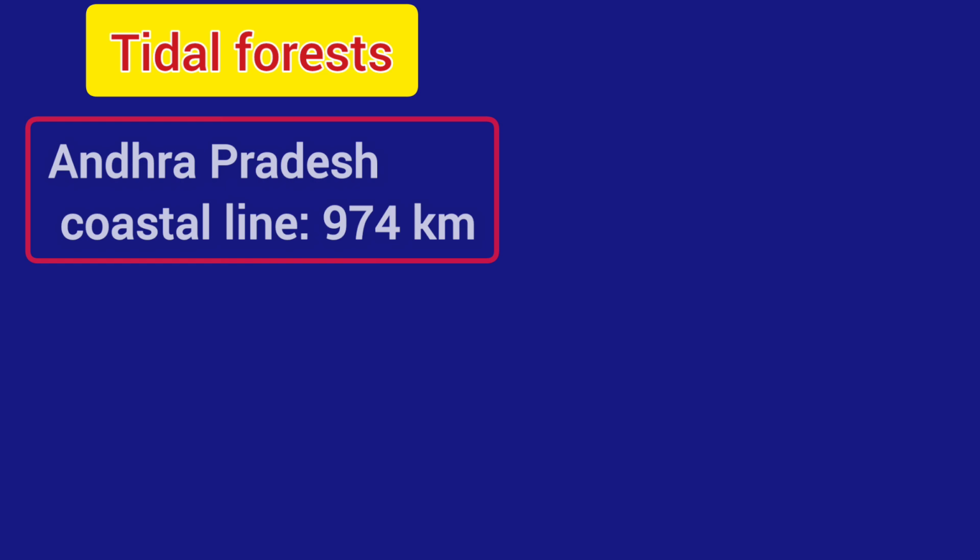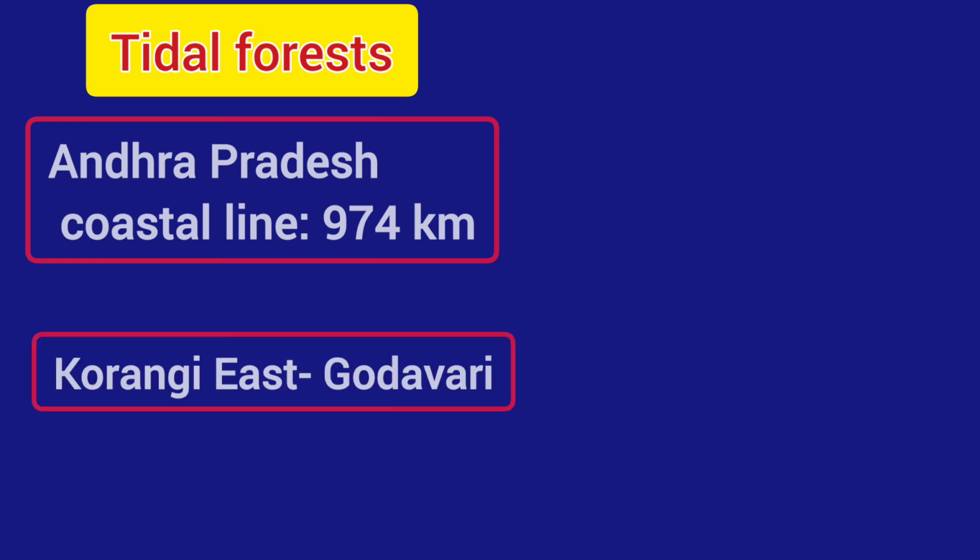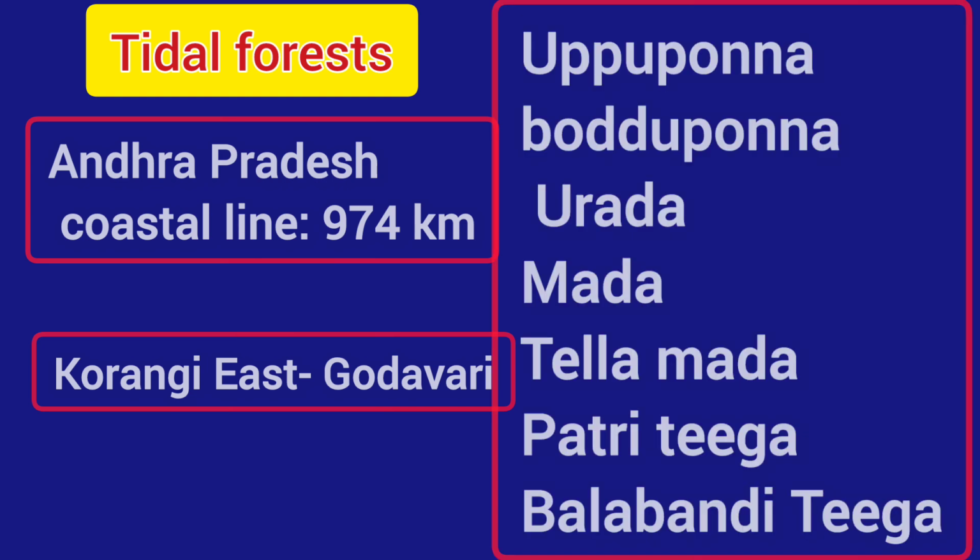Fourth one is tidal forests. Andhra Pradesh has a coastline of 974 kilometers. These forests exist along this coastline. Example, Korangi region of East Godavari. The trees that grow in the tidal forests are Uppu Ponna, Boddu Ponna, Orada, Mada, Tellamada, Patri Tega and Balabandi Tega.